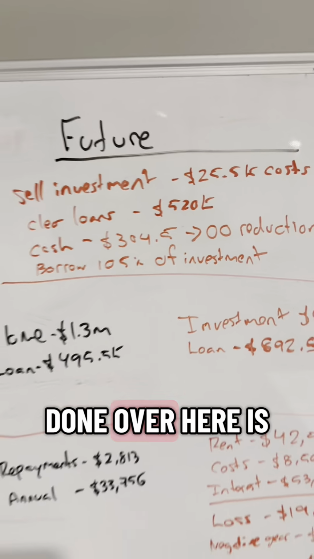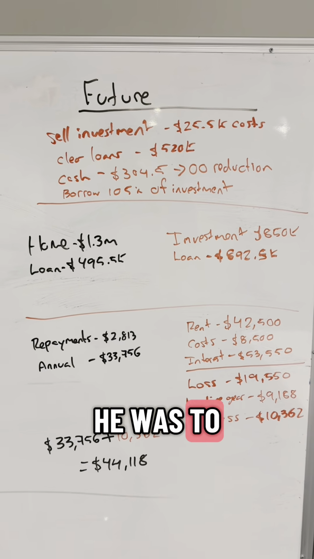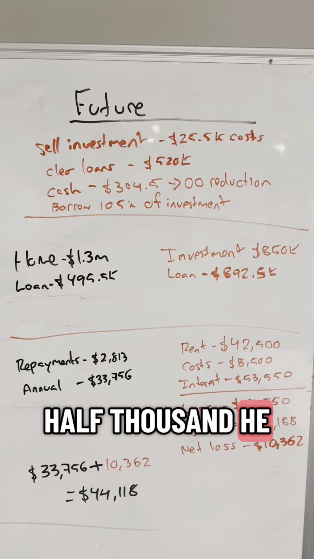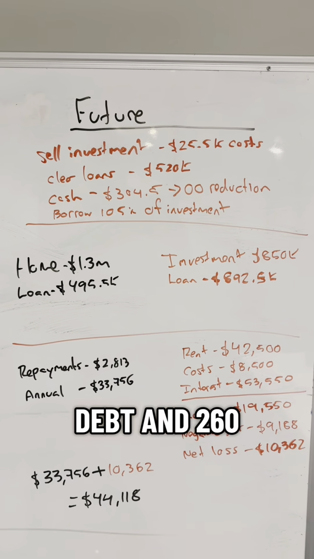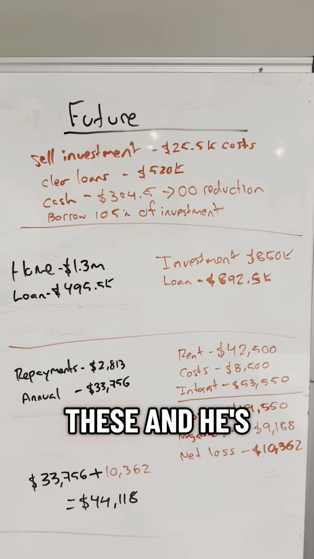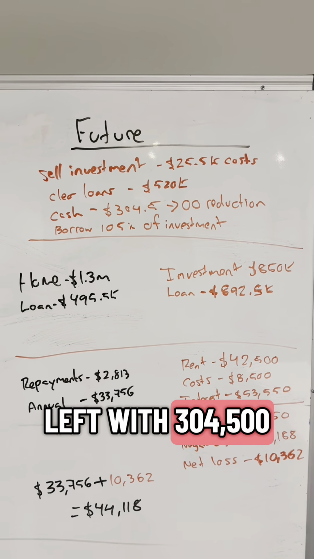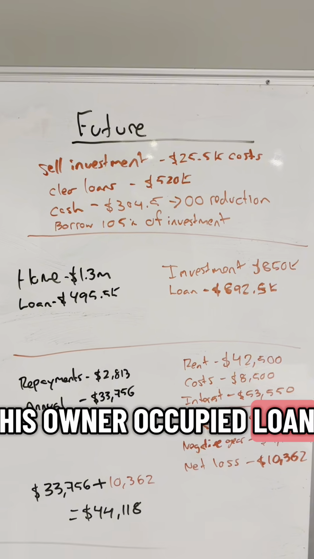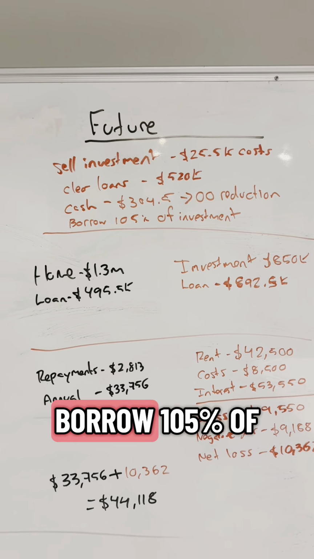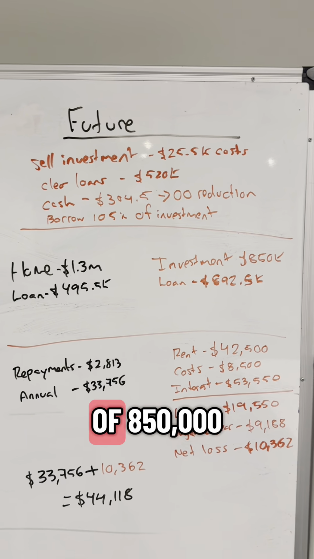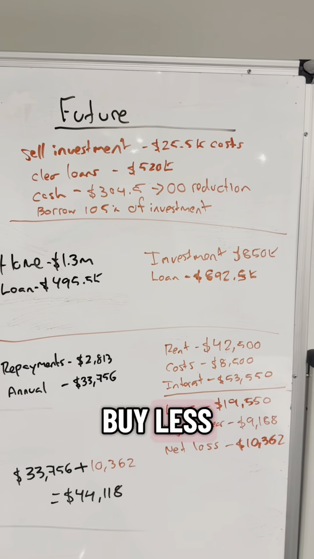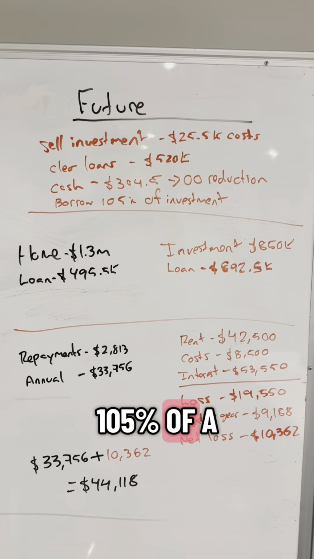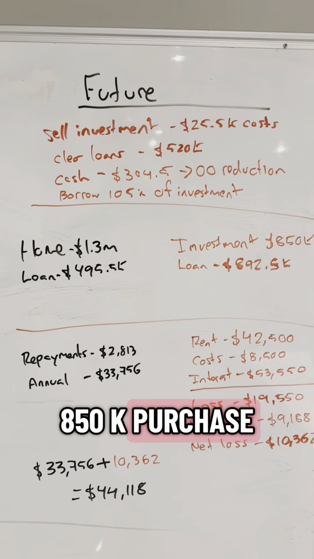Now, what we've done here is run the scenario as if he was to sell that property. He sells it, pays the selling cost of $25,500, and clears the loans, so there's $260K of owner-occupied debt and $260K of investment debt, clears both of these, and he's left with $304,500 of cash, which he then uses to reduce his owner-occupied loan. He's then going to get a new loan to borrow 105% of a new purchase of $850,000. Obviously, he's got plenty of options here. He could buy less, he could buy more, he could buy two properties, whatever that may be, but we're trying to keep things apples to apples. So he's buying 105% of an $850K purchase.